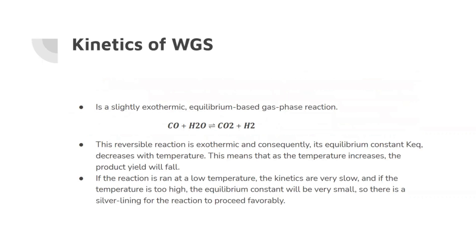The kinetics of the WGS, or water-gas shift. It's a slightly exothermic, equilibrium-based gas phase reaction. You can see there CO plus H2O yields CO2 plus H2. This reversible reaction is exothermic and consequently its equilibrium constant, K equilibrium, decreases with temperature. This means that as temperature increases, the product yield will fall. If the reaction is run at a low temperature, the kinetics are very slow. And if the reaction temperature is too high, the equilibrium constant will be very small, so there is a silver lining for the reaction to proceed favorably.